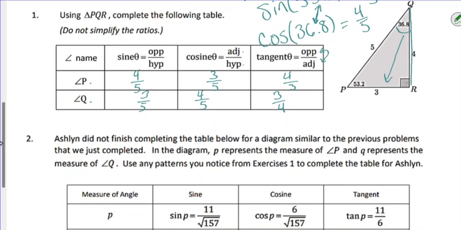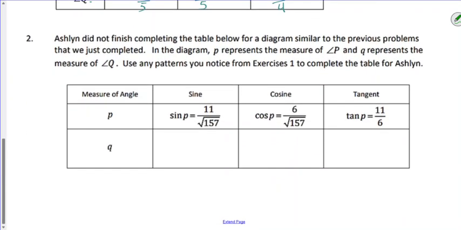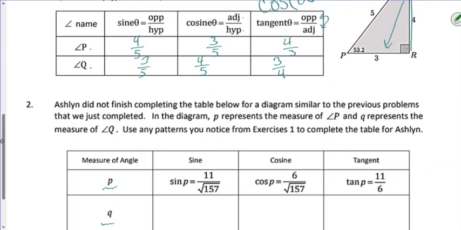All right, last example we're doing together. Ashlyn did not finish completing the table. She showed her relationships for angle P, but not for angle Q. So let's look at the table that we just created here. These two just switch. These two just switch. Because we're just changing the sides that we're talking about.